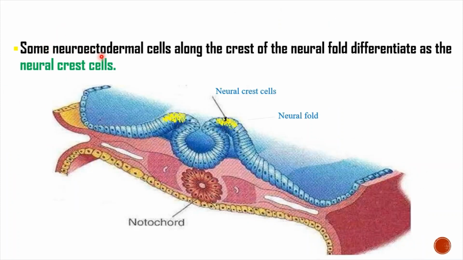So some neuroectodermal cells along the crest of the neural fold differentiate as the neural crest cells. On top of the neural fold here, there are neural crest cells that will form. And as you can see, the neural groove keeps on enfolding, and eventually it is going to form the neural tube.